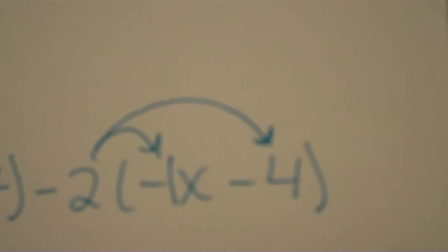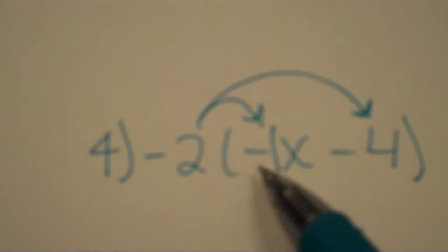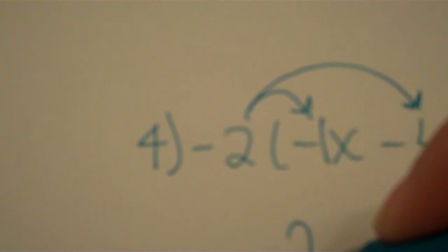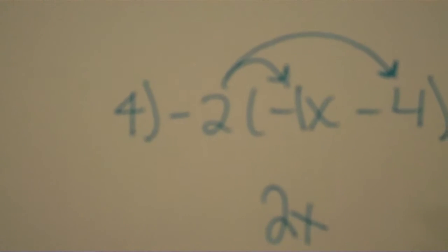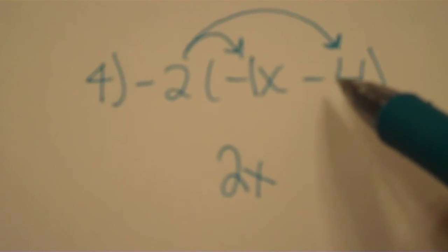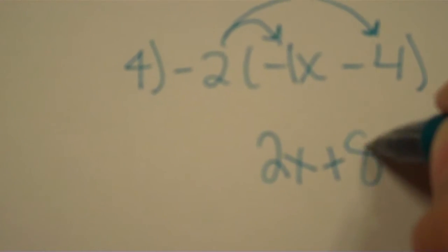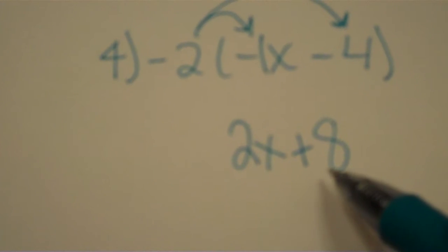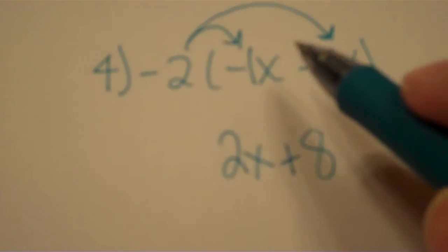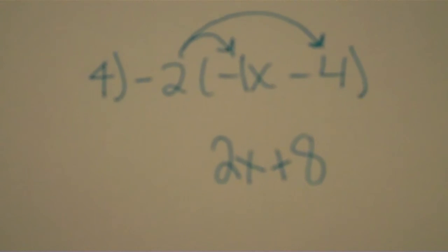I would highly encourage you to use your calculator with the negatives. Negative 2 times negative 1 is a positive 2. Your x comes down. And then negative 2 times negative 4 is a positive 8. So I'm going to put plus 8. Yet again, I'm putting plus 8 because negative times a negative is a positive. That's why the plus is there when it wasn't there before.